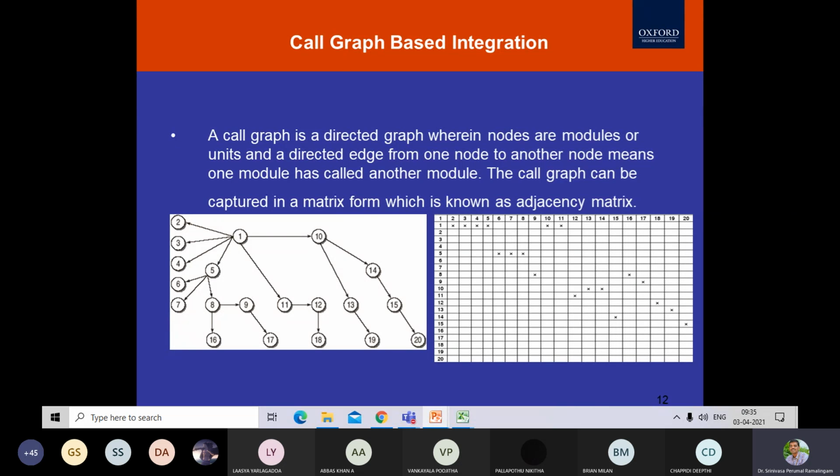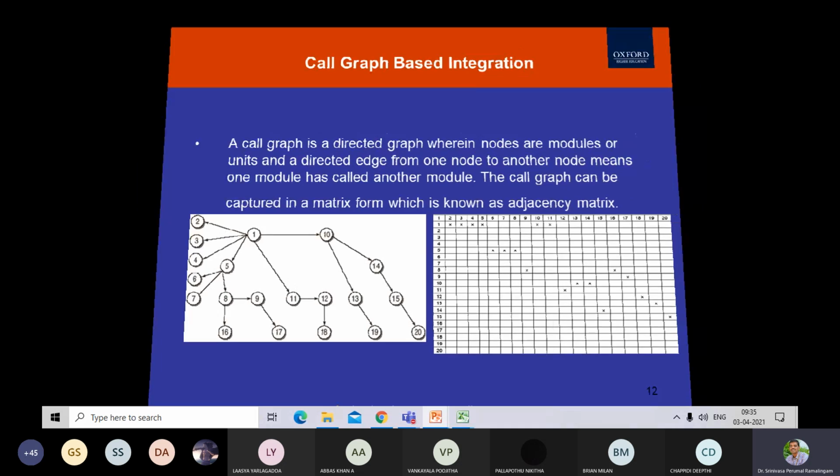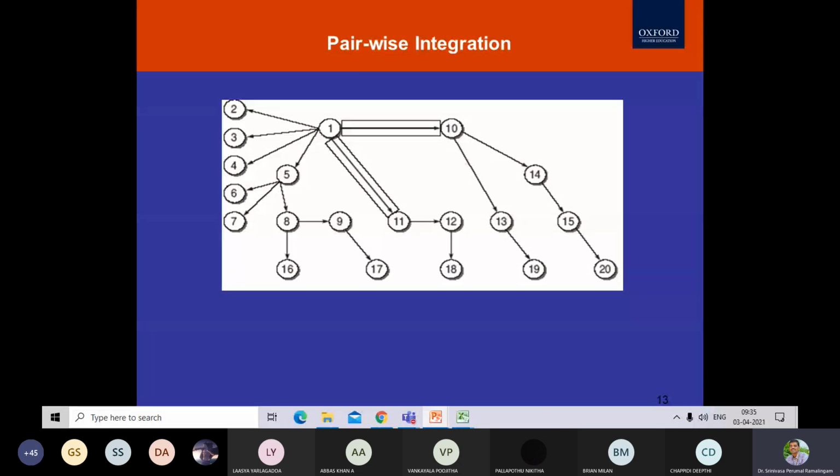So this and all we need to check. These are all the pairs. So which has to be paired, which has not to be paired, that we need to identify in this call graph. So coming to that pairwise integration, that is why I asked. So which are all pair? 1, 11, 1, 10. This is the pair. Similarly, 1, 5 is the pair. 1, 2, 1, 3, 1, 4 is the pair. The adjacent nodes are pair. But 7 and 10 will definitely not be a pair.